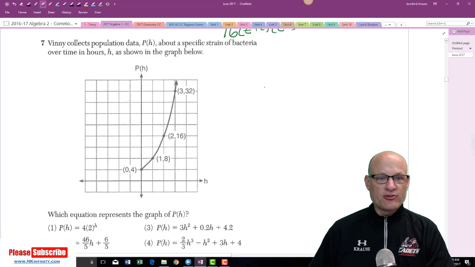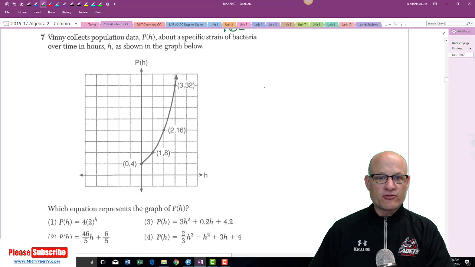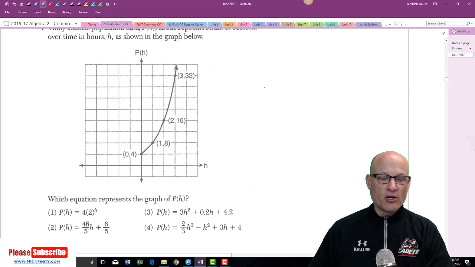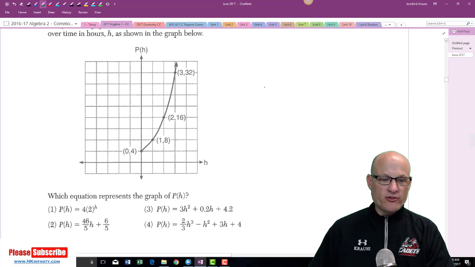Vinny collects population data, P of H, about a specific strain of bacteria over time in hours shown on the graph below. Which equation represents the graph of P of H? All right, so this looks like it could be exponential growth.